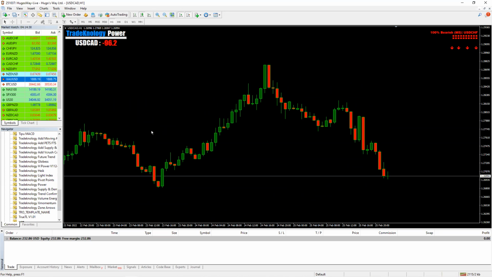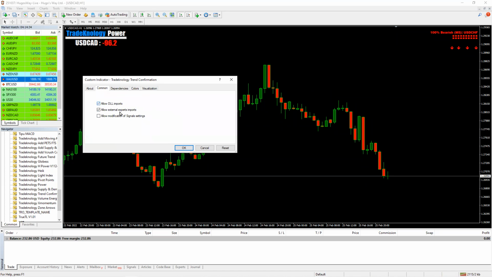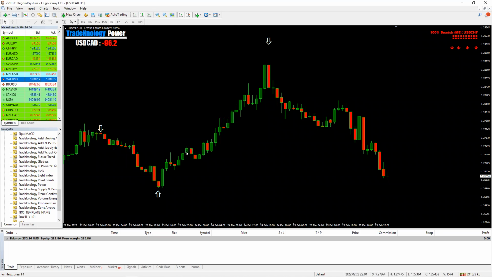The trend confirmation does what its name says. It tells you which way the trend is going. It's going to go ahead and sell, or it's going to go ahead and buy. Okay. The closer it is to price, the more accurate it is.